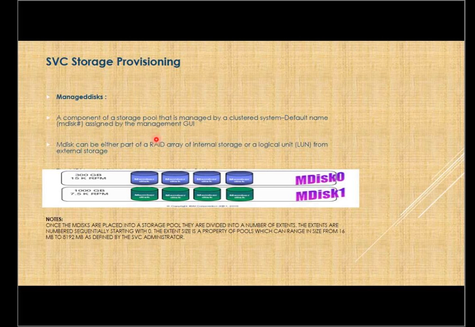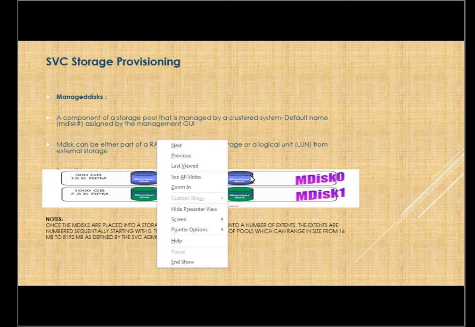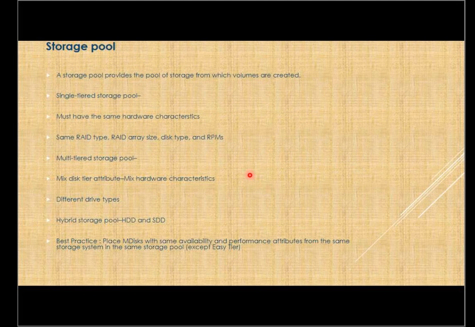Now again, what we do is we combine these multiple MDisks together and we create a storage pool. So that will be in the next slide. You'll come to know how it is. The next slide is going to explain the storage pool. Let's go to the next slide then. So this is what a storage pool is. A storage pool is basically a combination of multiple MDisks together. You combine multiple MDisks together and you create a storage pool. Now once you have the storage pool, you create volumes out of it.